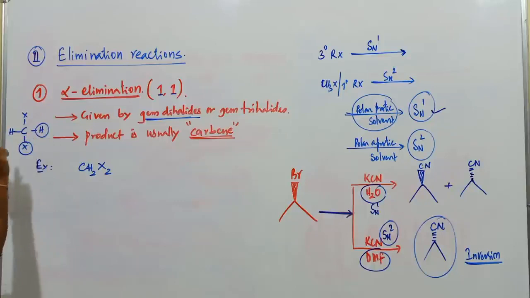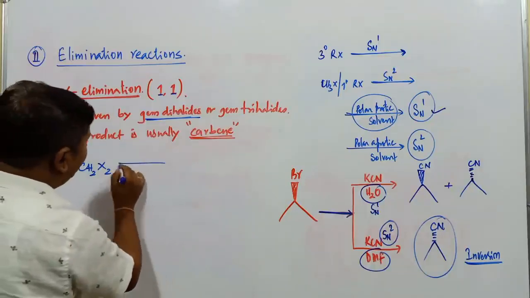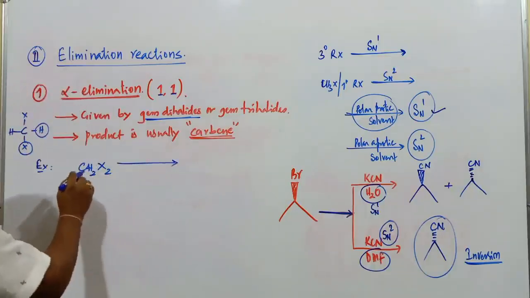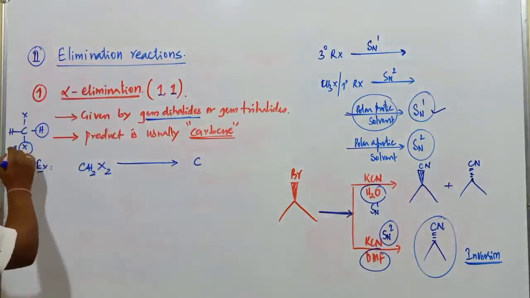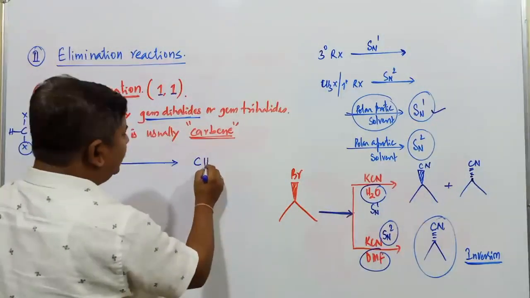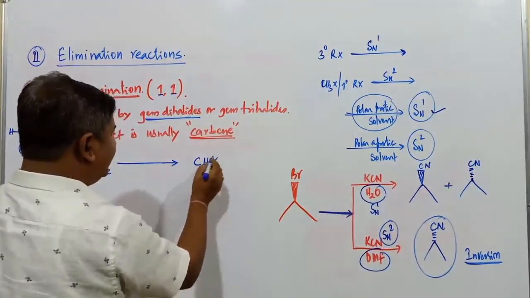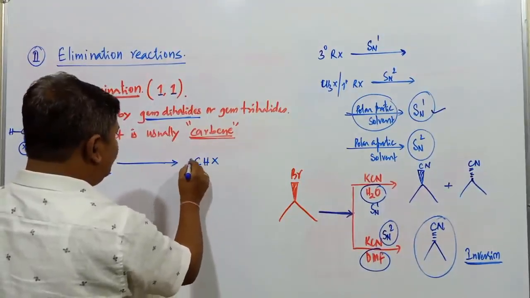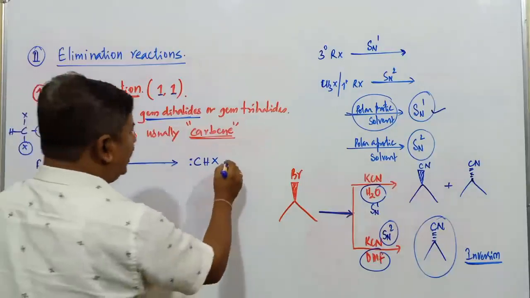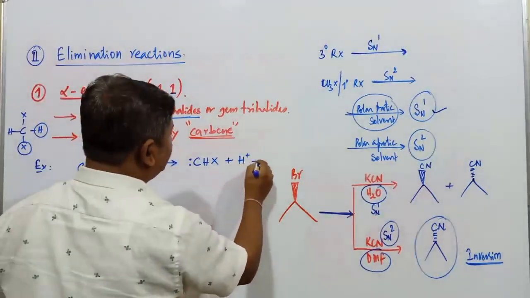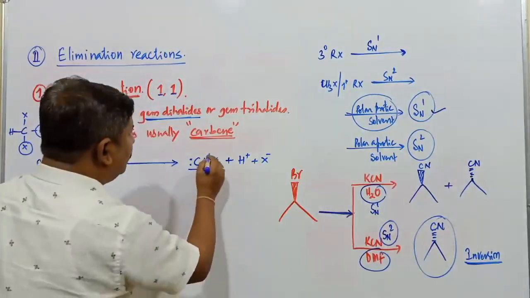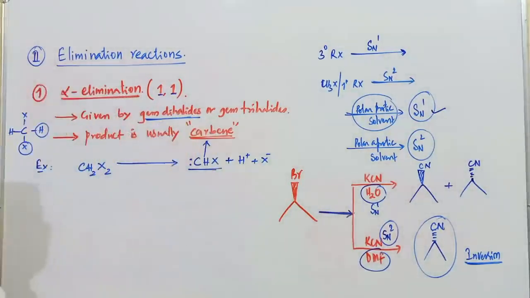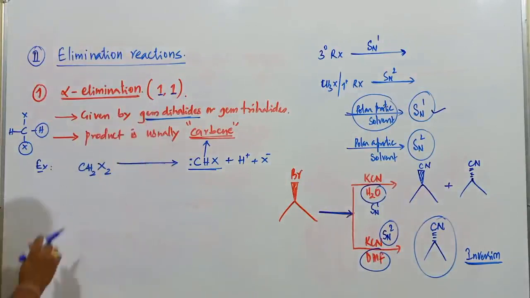One hydrogen and one halogen atom are eliminated in the presence of a particular medium. After elimination of one hydrogen and one halogen, what is the compound left? This is CHX with a lone pair of electrons. And here it is H plus, this is X minus. Now this species is commonly called what? Carbene. Carbene is a very important reactive intermediate. This is about gem dihalide.